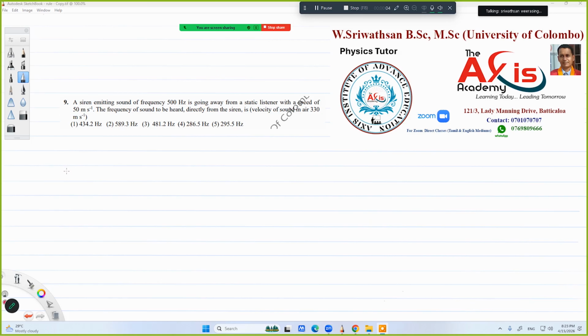A siren emitting sound of frequency 500 hertz. The siren is here, emitting a sound of frequency 500 hertz. It's going away from the static listener. This is the static listener, with the speed also given: 50 meters per second. The frequency of sound heard directly from the siren is the question. That means we have to find the apparent frequency. Velocity of sound in air is given as 330. Always you need to direct this towards the observer.